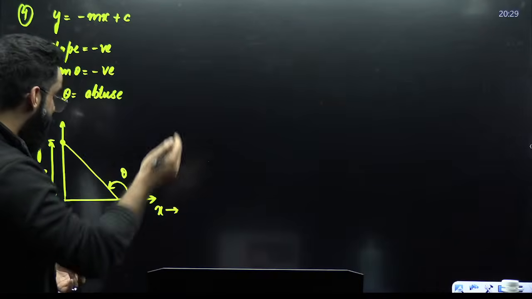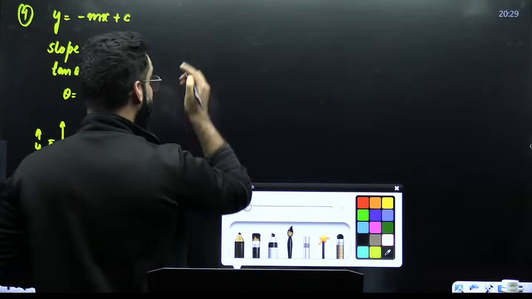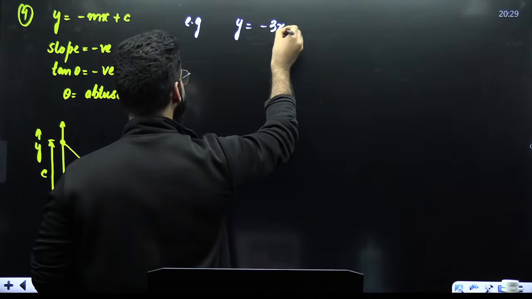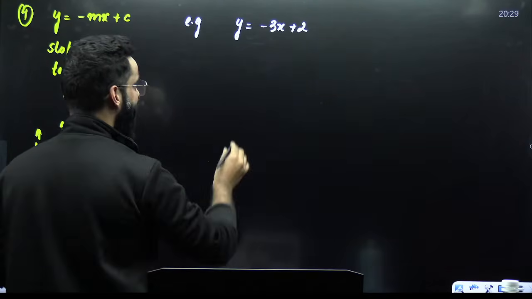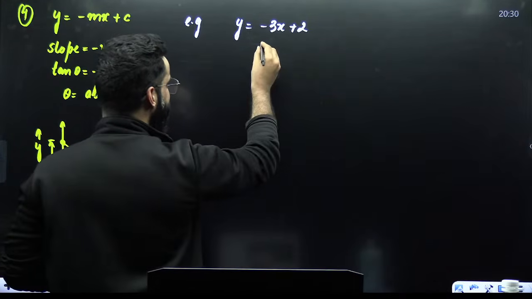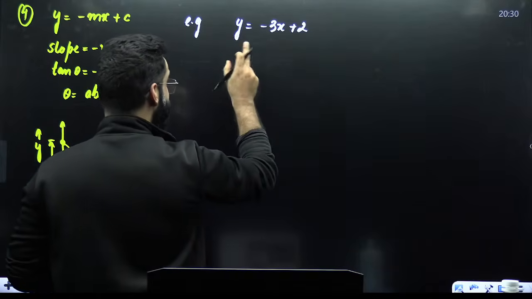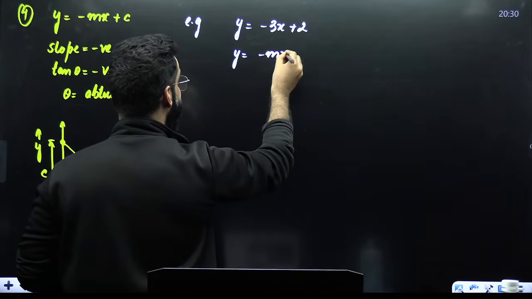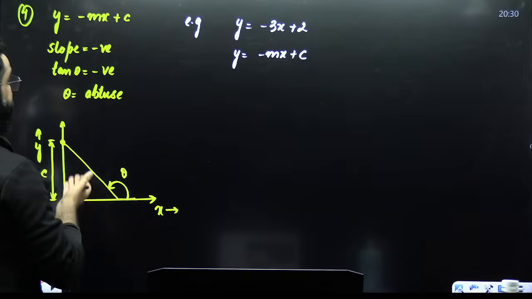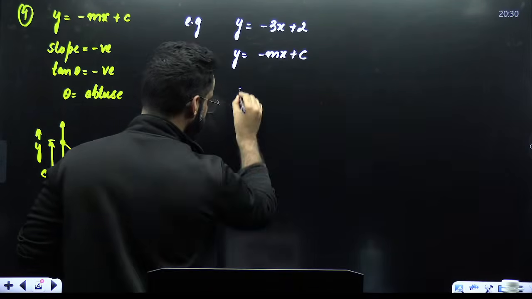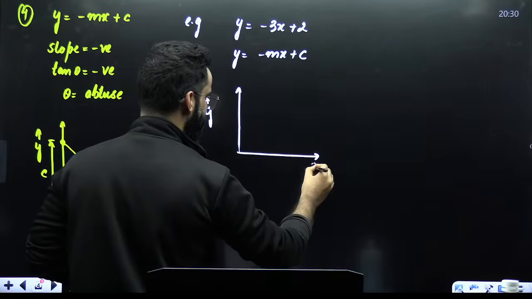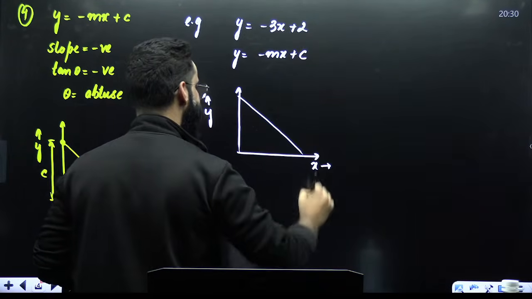Okay. Now, for example, people, let's say you have got the equation y is equal to minus 3x plus 2. Can you plot the graph between y and x here? Easily, I believe. The given equation resembles my equation, y is equal to minus mx plus c. The graph is like this. This is y. This is x. And the graph will be like this.